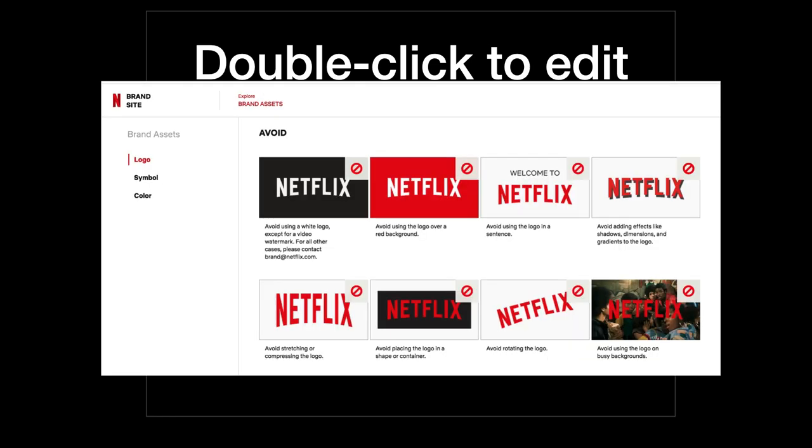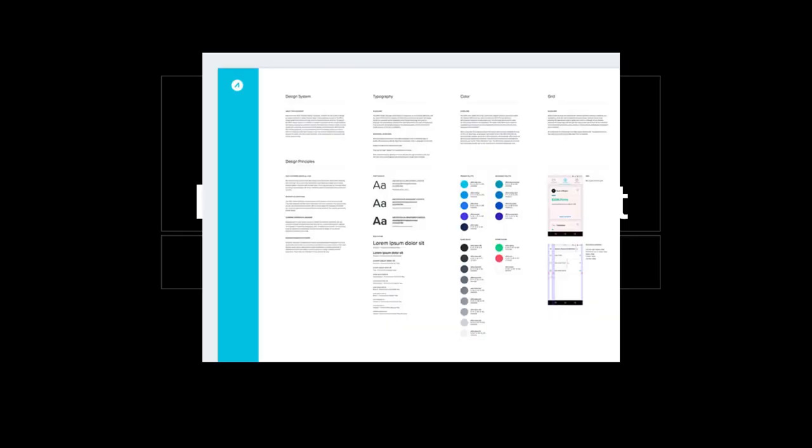And then also avoid taking the brand and doing something really strange with it, like adding a very detailed picture behind the logo, or making it crooked or stretched, or with an awkward drop shadow. So usually minimal is best.